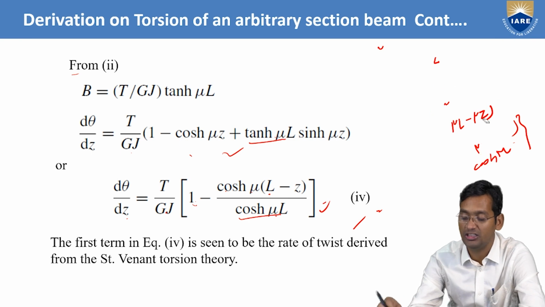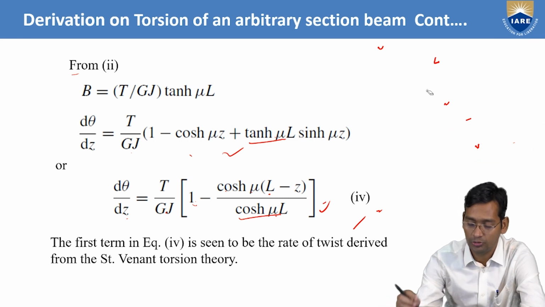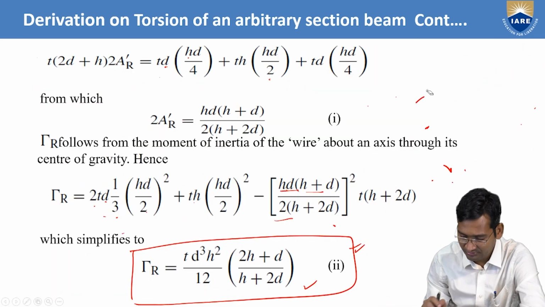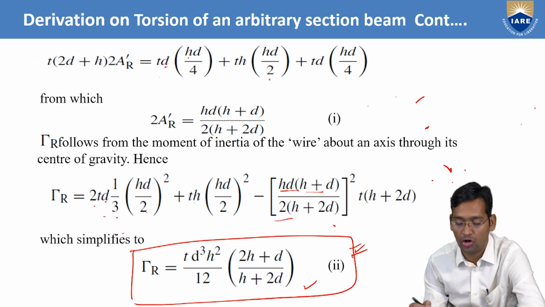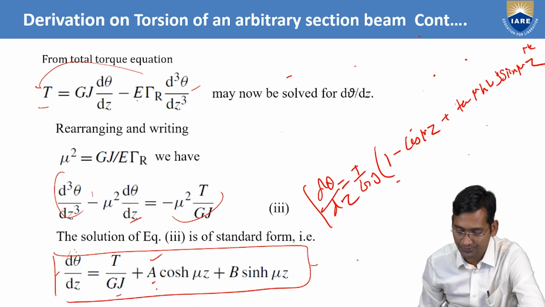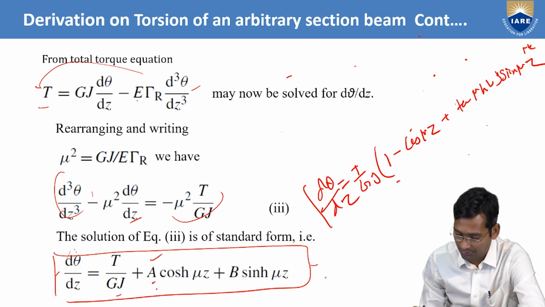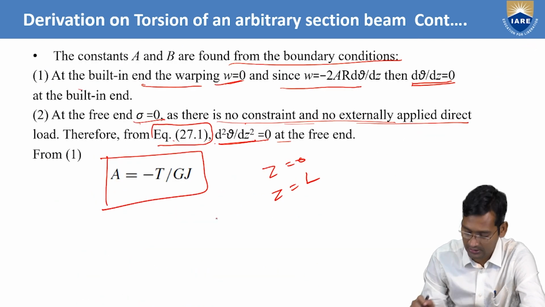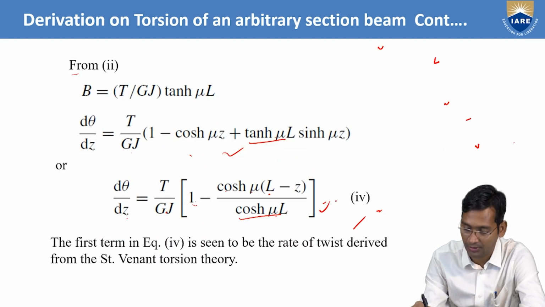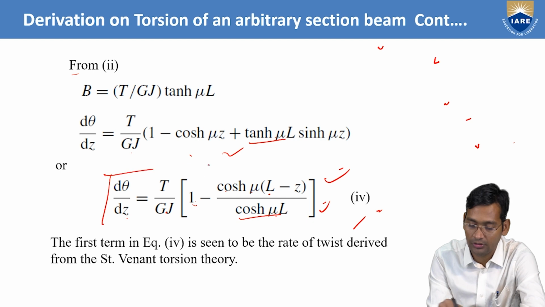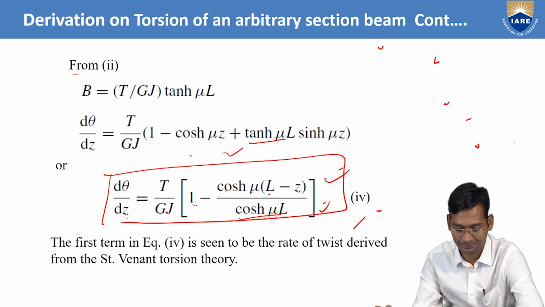If suppose they ask to find the torsion only, then what you can do? You can simply find up to this one. If including rate of twist and torsion, then you can simplify up to this. This is the solution, and then you will have this final one up to this one. So this is the rate of twist formula.